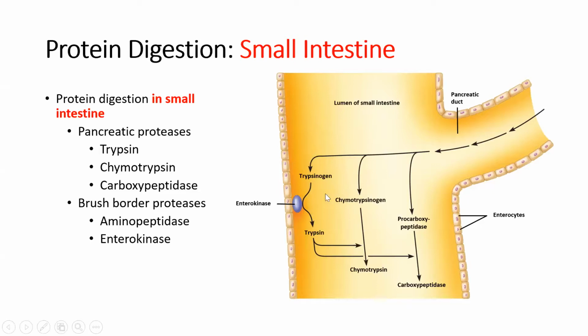So enterokinase is going to activate trypsinogen into trypsin, and then trypsin will go on to activate the other pancreatic proteases into the activated form. So trypsin will activate chymotrypsinogen to chymotrypsin and procarboxypeptidase into carboxypeptidase. Trypsin will also activate more trypsinogen into trypsin as well. And so this is just a mechanism to make sure that these enzymes are only activated when they're in the small intestine. So the enzymes that are required to activate the pancreatic enzymes into their active form are only located in the intestine. This is preventing the pancreas from eating itself, right? The pancreas from activating these enzymes and digesting itself.